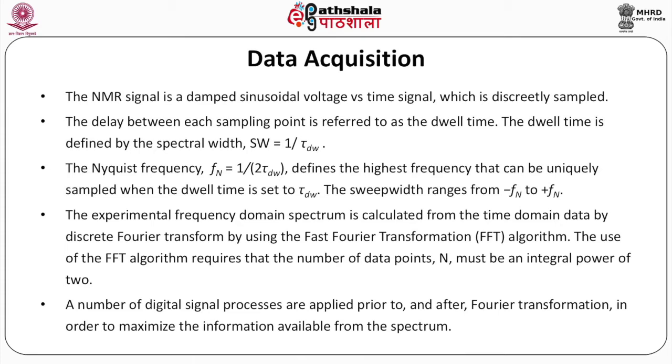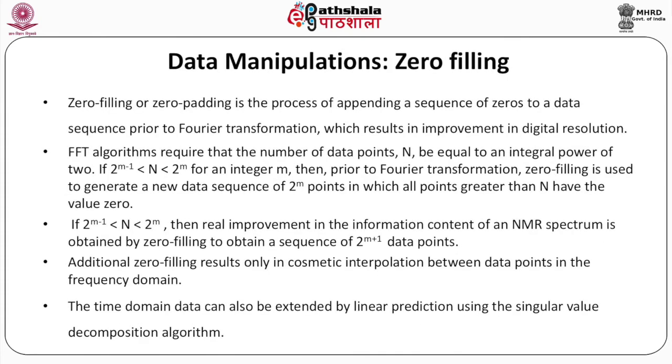The use of the FFT algorithm requires that the number of data points n must be an integral power of 2. A number of digital signal processes are applied to and after Fourier transformation in order to maximize the information available from the spectrum. Data manipulations, zero filling. Zero filling or zero padding is the process of appending a sequence of zeros to a data sequence prior to Fourier transformation, which results in improvement in digital resolution.